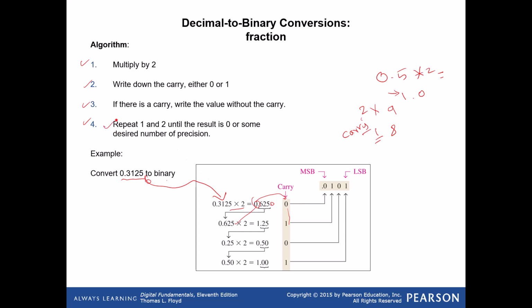We repeat the process. We multiply by 2. This time we have a carry, right here. So we record that, and we take the remainder, what is after the decimal point. Just 0.25. We multiply it by 2, and we get 0.50, and the carry is 0. And 0.50 times 2, we just get 1. Half times 2 is just 1. All right, so we got our number.